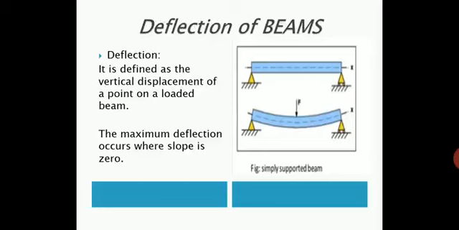Deflection. Now, what is deflection? We can define deflection as the vertical displacement of a point on a loaded beam. The maximum deflection occurs where, of course, the slope is 0. For example, you can see an image of a beam carrying a central point load. Once the point load is applied, in the figure we can see that the axis X undergoes deflection. Of course, as this is a simply supported beam with a central point load, we get the maximum deflection at the center itself.